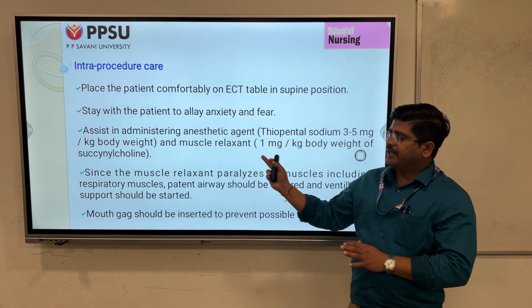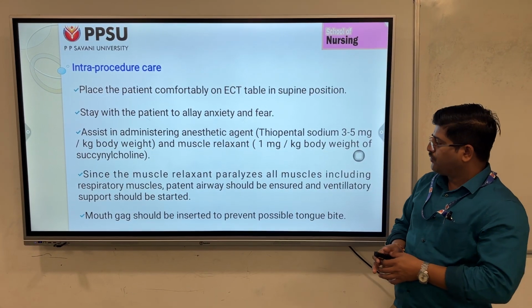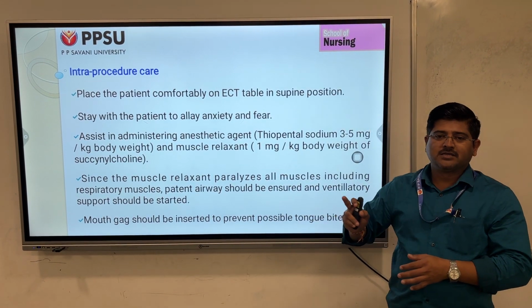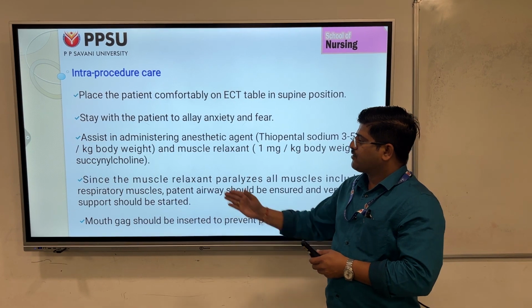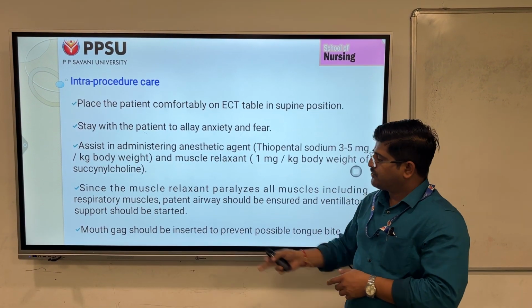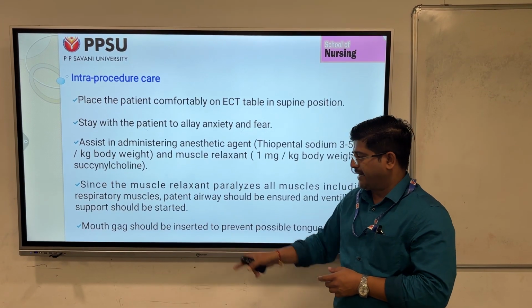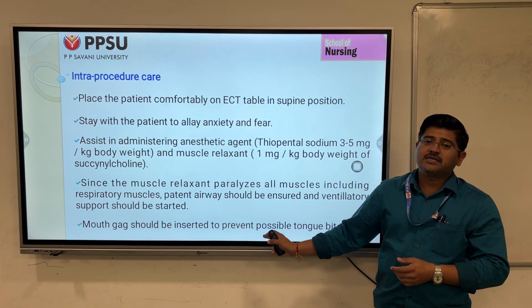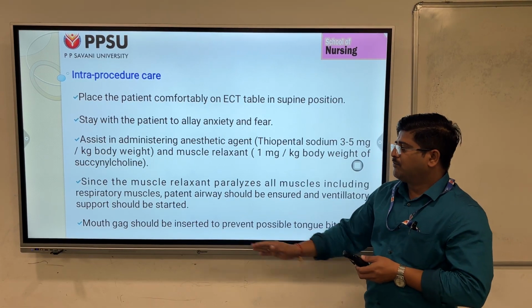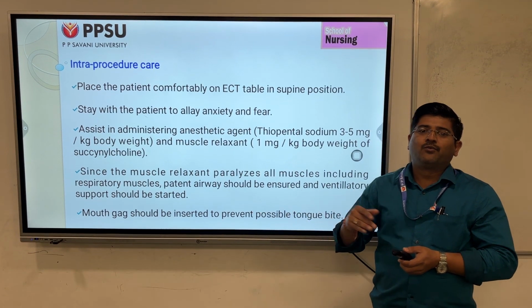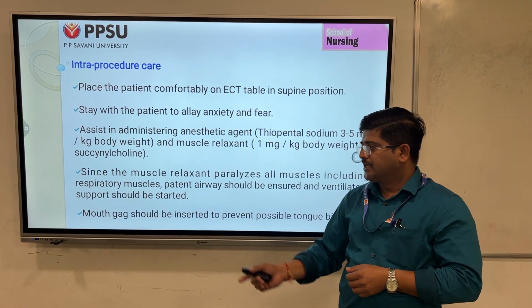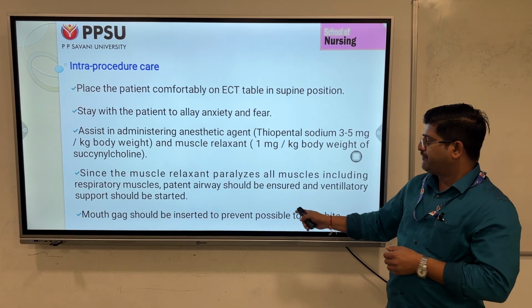And since we are giving the muscle relaxant, our important role is to see that the patient maintains a patent airway, because when we administer a muscle relaxant, it also relaxes the muscles of respiration. So we need to see that the patient's airway is patent. And the next important thing is, as we know, it is artificial induction of a grand mal seizure. The mouth gag is placed because once the grand mal seizures are produced, the patient may have the risk of tongue bite. So the mouth gag should be placed to prevent tongue bite.